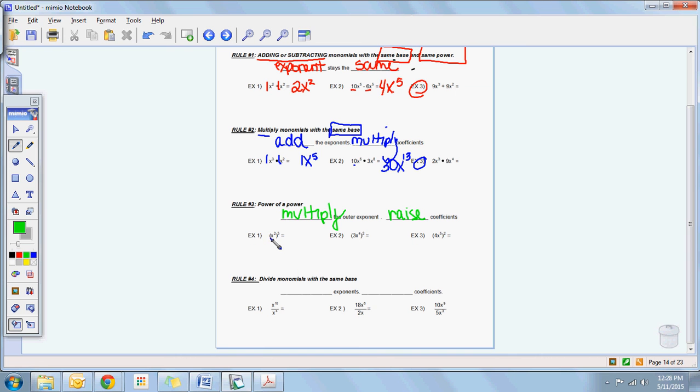So let's do some examples. So we have a power to a power, no coefficient, so I'm going to ignore that rule. And then I have x squared to the 3rd power. I'm going to multiply those, so I'd be left with x to the 6th power. 2 times 3 is 6.